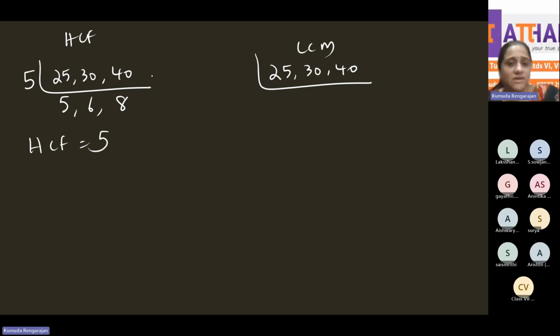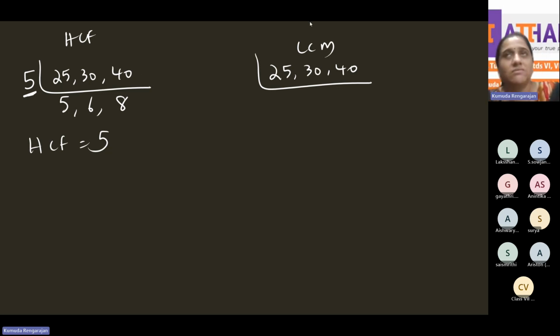While finding the HCF, you need to use the prime number carefully. All the three numbers must be divisible by that prime number which you're going to use. If not, 1 is the HCF. If you can't even start the division, that means the HCF is 1. So here for these three numbers, the HCF is 5.